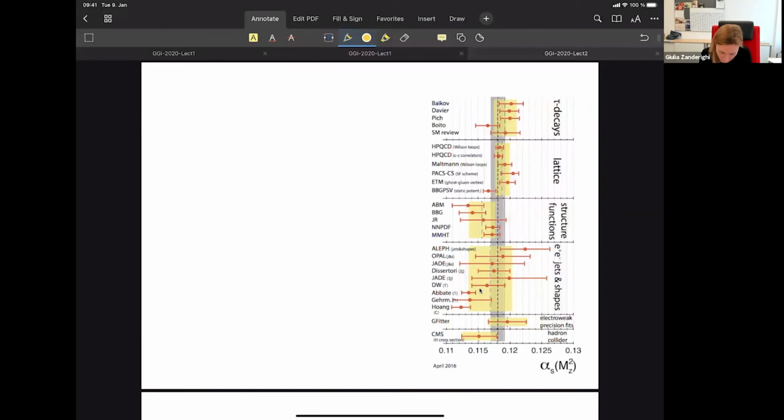So you see, for instance, tau decays is an important category. Then we have calculations from lattice QCD. These structure functions are essentially measurements in elastic scattering. And then you have things like e+ e- going to jets, or even the R ratio that we discussed. And then you see, for instance, G-fit, which does a global fit of different observables, including alpha_s. And finally, these were the first measurements of the t-tbar cross section. You can extract alpha_s also from t-tbar.